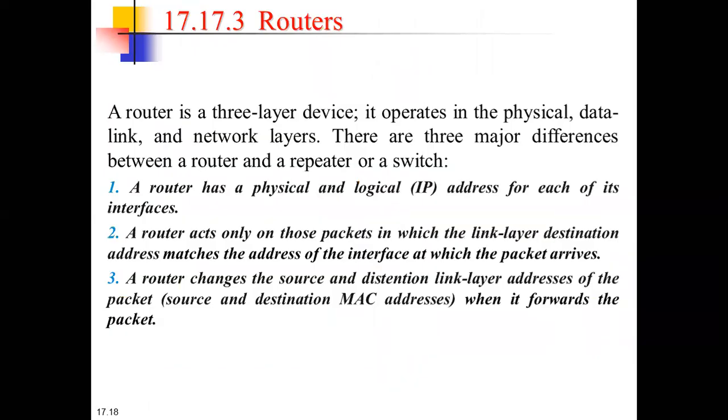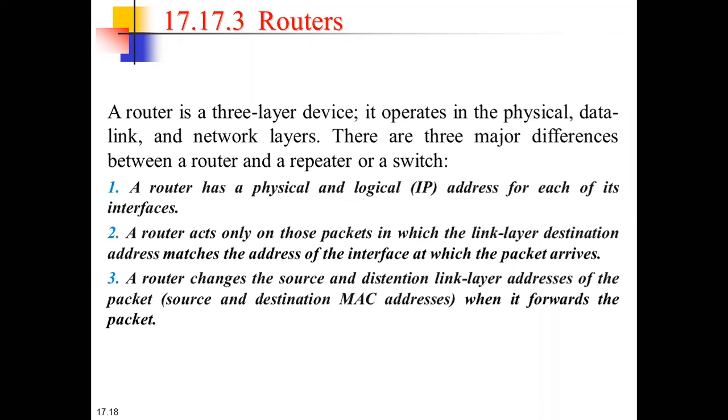So coming to the last type of connecting device, the router. A router is a three-layer device. If you remember the first diagram shown in the PPT, we started with the physical layer, which was the hub. Next was a link layer switch, which falls on two layers, the physical layer as well as the data link layer.